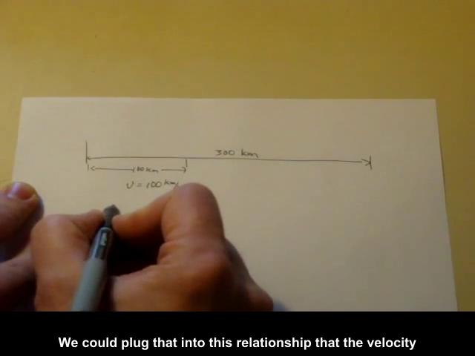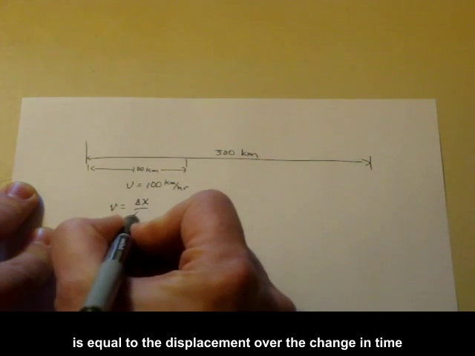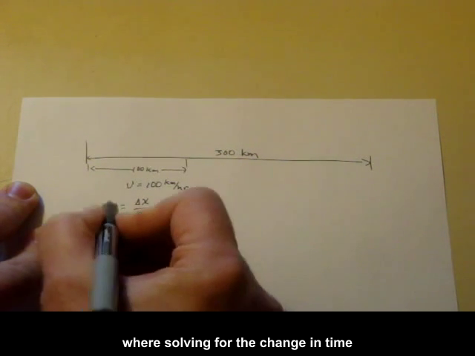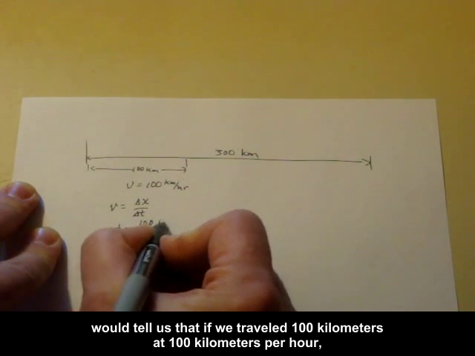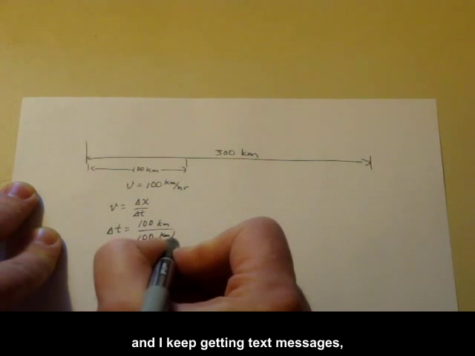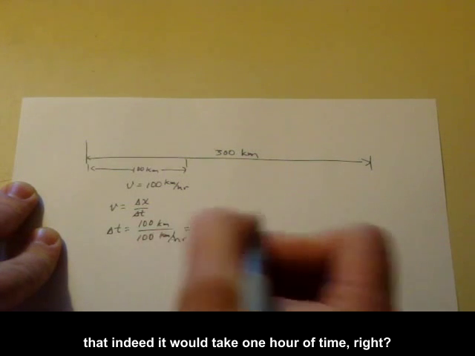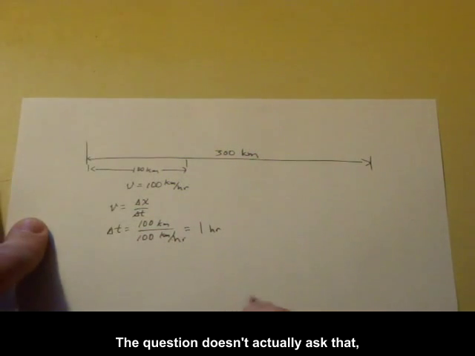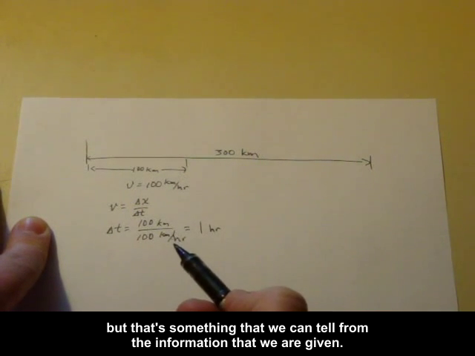We could plug that into this relationship, that the velocity is equal to the displacement over the change in time, where solving for the change in time would tell us that if we traveled 100 kilometers at 100 kilometers per hour, that indeed it would take 1 hour of time, right? The question doesn't actually ask that, but that's something that we can tell from the information that we are given.